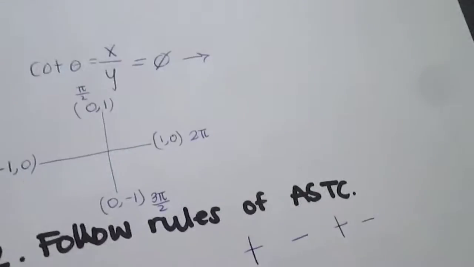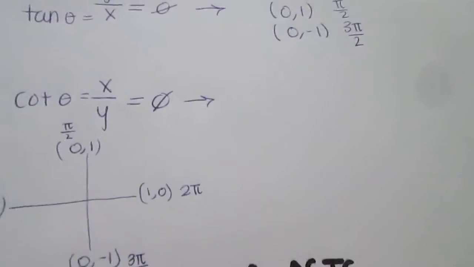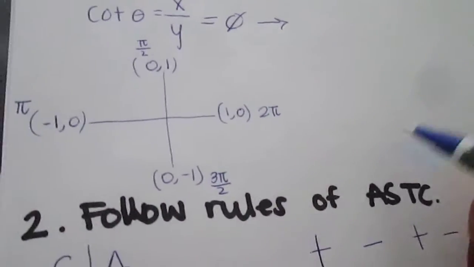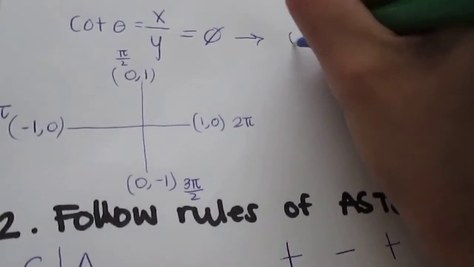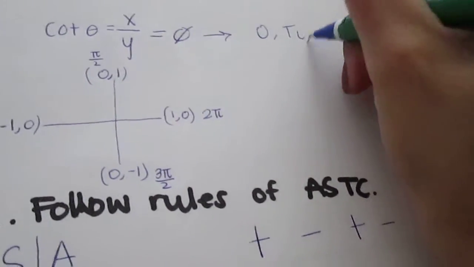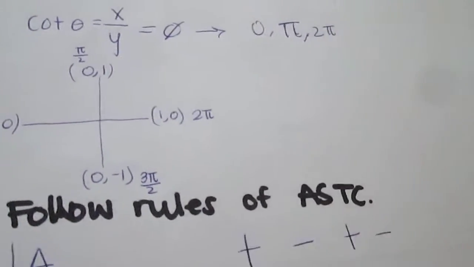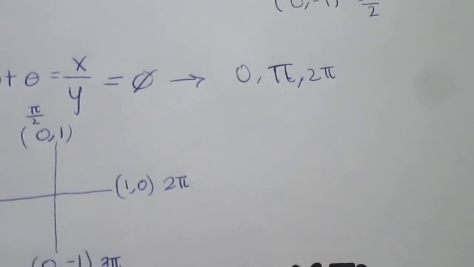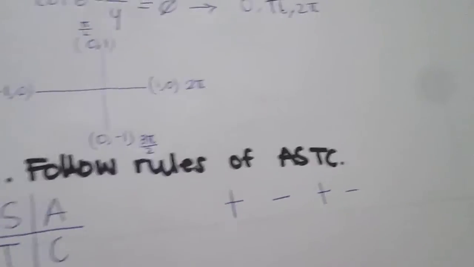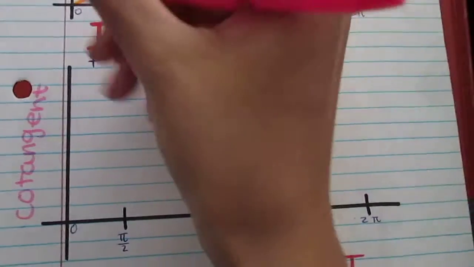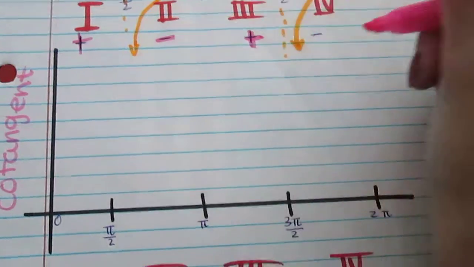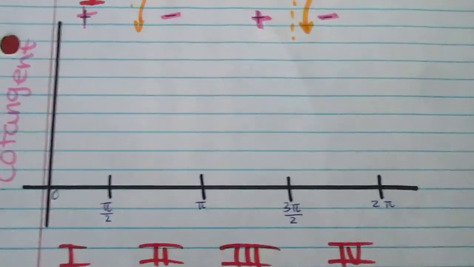So for cotangent, the ratio is x over y. So wherever x over y is undefined, we're going to have an asymptote, and that occurs at 0, pi and 2 pi. And then we can draw our asymptotes for cotangent, and the rules of ASTC follow exactly the same. So we remember that it'll be positive in the first quadrant, negative in the second quadrant, positive in the third, and negative in the fourth.